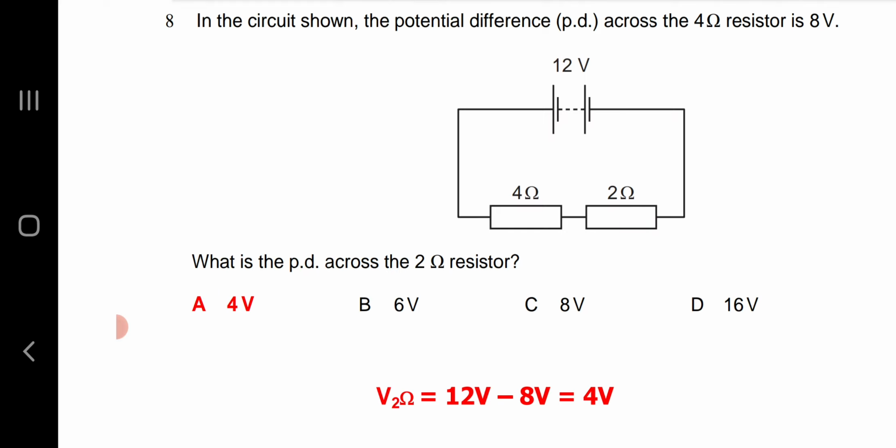Question number 8. In the circuit shown, the potential difference across the 4 ohm resistor is 8 volt. What is the potential difference across the 2 ohm resistor? It is a simple voltage divider circuit. Total voltage is 12 volt, and out of 12 volt, 8 volt is dropped across 4 ohm, and the remaining 4 volt, 12 minus 8 is equal to 4, the remaining 4 volt will drop across the 2 ohm resistor. So option A, the voltage across the 2 ohm resistor is 4 volt.